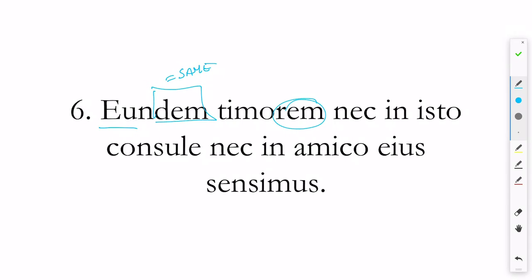What is the subject? We have to go to the verb. We sensed, we felt the same fear, neither in that consul nor in his friend. And again, this eius cannot be reflexive, because the reflexive would refer back to the subject, and the subject is we. Sensimus equals we felt, we sensed. We sensed the same fear, neither in that consul nor in his friend.